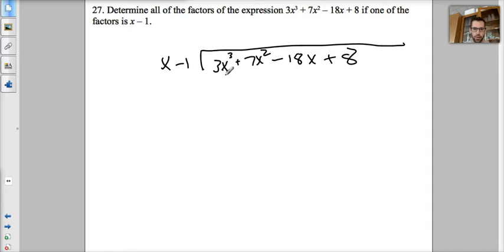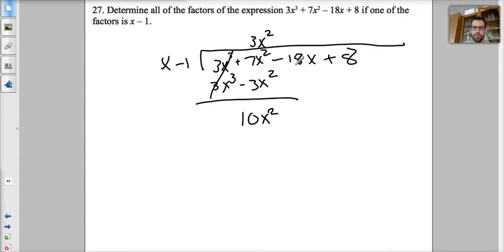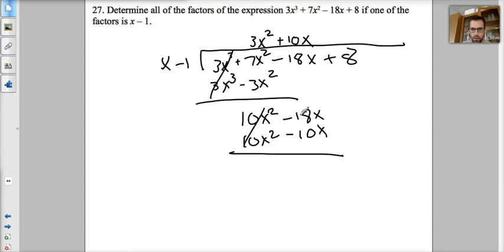So x times what gives me 3x squared? Well, it'll be x times 3x squared gives me 3x to the third, excuse me. So then I distribute that times that gives me 3x to the third. That times negative 1 gives me negative 3x squared. Subtract. Those cancel. That minus that is 10x squared. Bring down the negative 18x. All right, x times a positive 10x gives me 10x squared. Distribute 10 times negative 1 is a negative 10x. Subtract. Those cancel. Negative 18 minus negative 10 is like negative 18 plus 10, which is negative 8x. Bring down the positive 8.